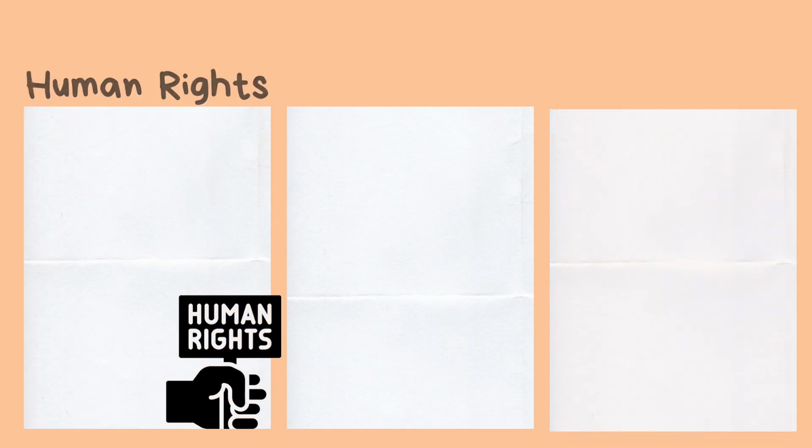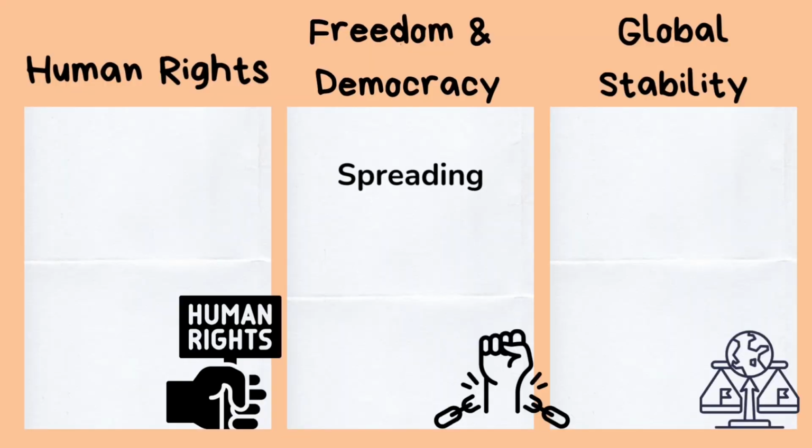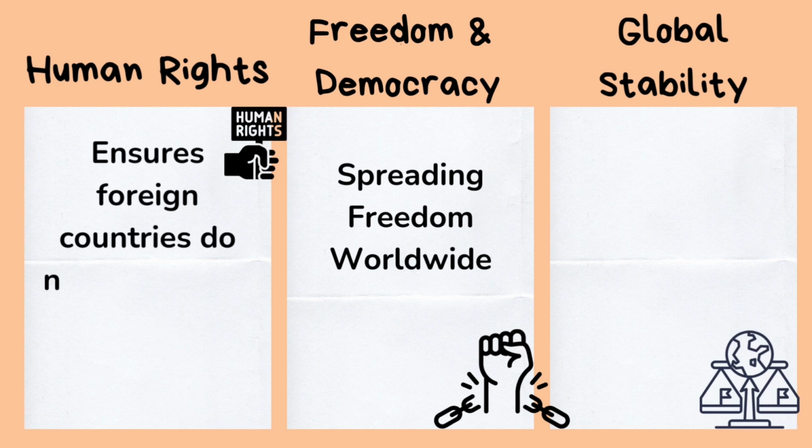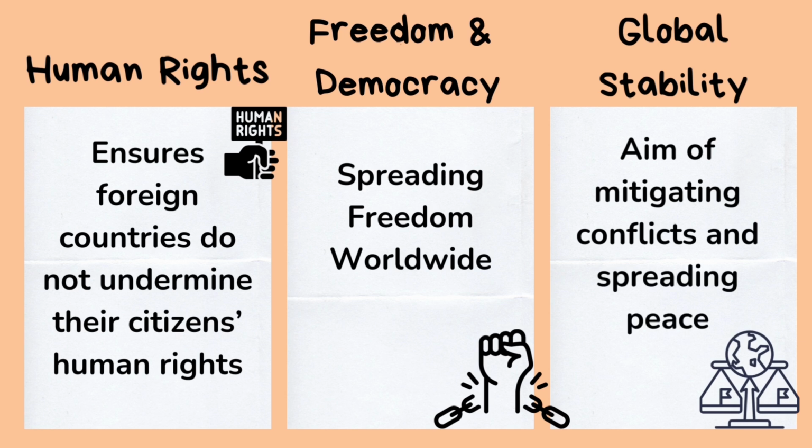Beyond domestic policy, there is also foreign policy, which is how governments work with other nations. The United States' foreign policy has three main cores: human rights, freedom and democracy, and global stability. Promoting democracy relates to ensuring freedom is spread worldwide. Upholding human rights ensures that foreign countries do not undermine their citizens' human rights, and spreading global stability is the aim of mitigating conflict and spreading peace.